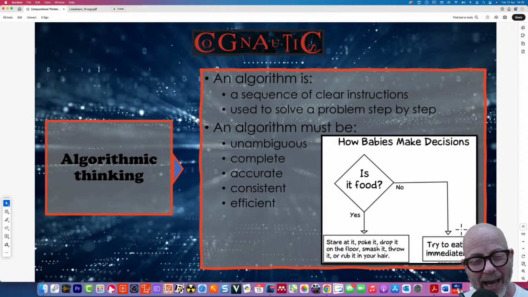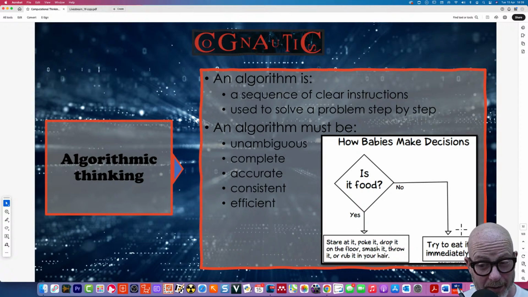Now, algorithmic thinking, which is the third area we're going to focus on today. First of all, what is an algorithm? An algorithm is a sequence of clear instructions. And computers, we know, are very simple creatures. They're on-off switches, aren't they? So therefore, all a computer needs is a simple set of instructions that it can follow, and it's used to solve a problem in a step-by-step manner.